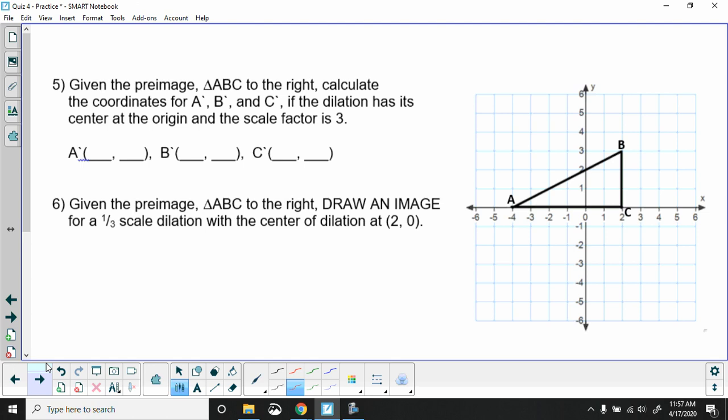Given the pre-image ABC to the right, calculate the coordinates A prime, B prime, C prime if the dilation has its center at the origin and the scale factor is 3. Origin's right there.